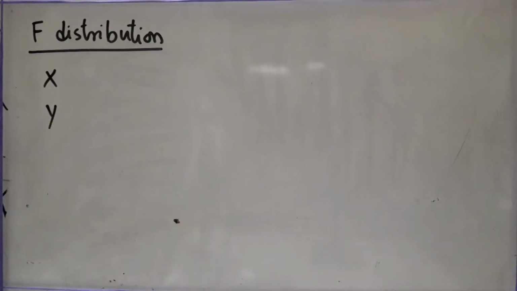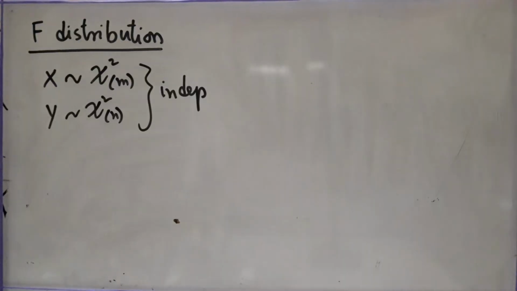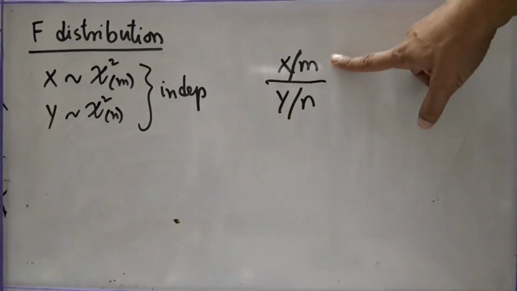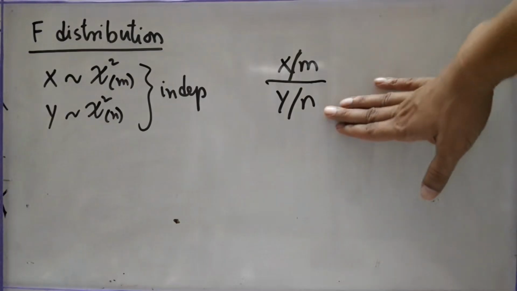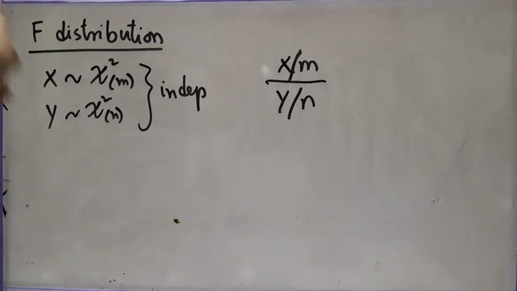To define it, we start with two independent random variables X and Y that have distributions chi-square m and chi-square n. m and n, as usual, need not be integers, but in general, for most practical applications, they are. And remember that X and Y are assumed to be independent. Then I shall construct a new random variable out of them: X divided by m, the entire thing divided by Y by n. So I am taking each chi-square random variable, dividing it by its degrees of freedom, and then taking the ratio.